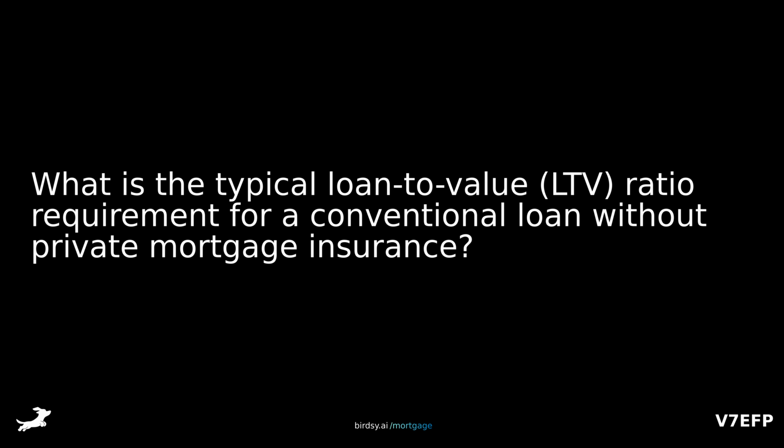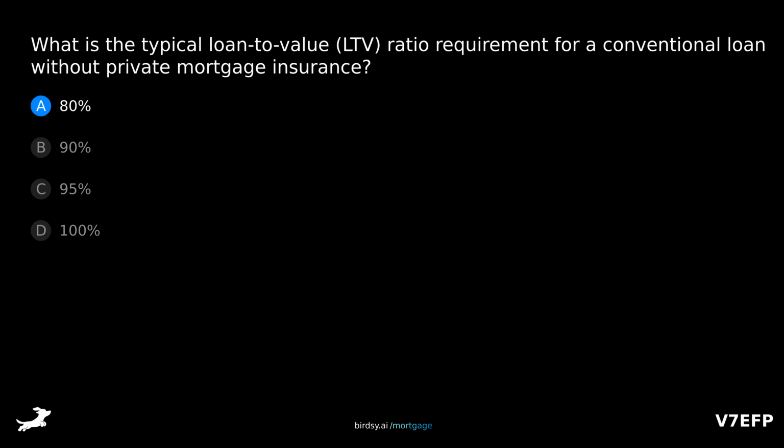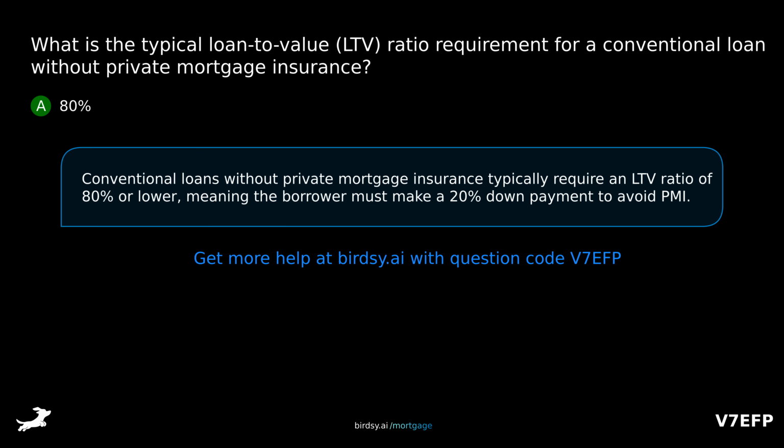What is the typical loan-to-value ratio requirement for a conventional loan without private mortgage insurance? Is it A, 80%, B, 90%, C, 95%, or D, 100%? The answer is A, 80%. Conventional loans without private mortgage insurance typically require an LTV ratio of 80% or lower, meaning the borrower must make a 20% down payment to avoid PMI.